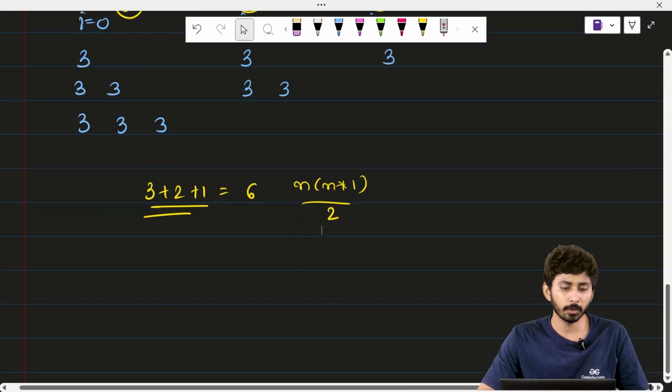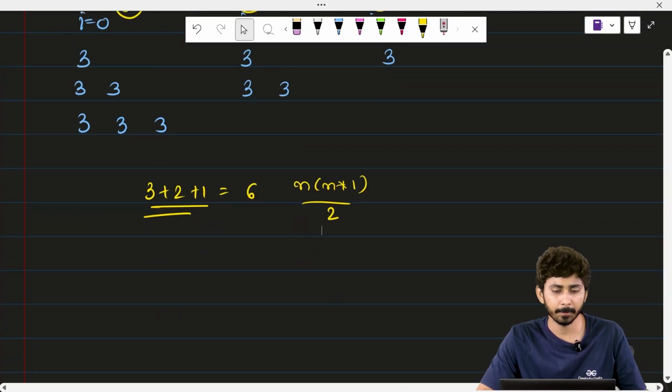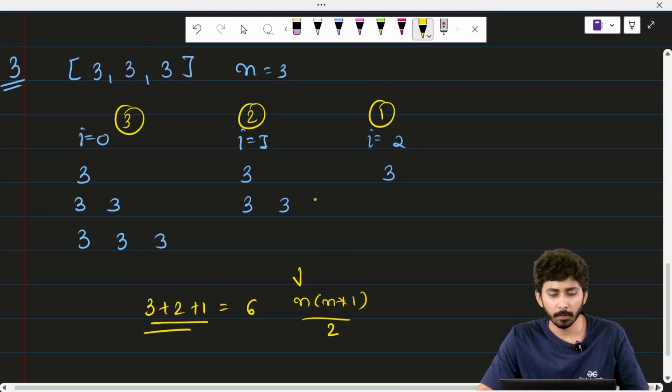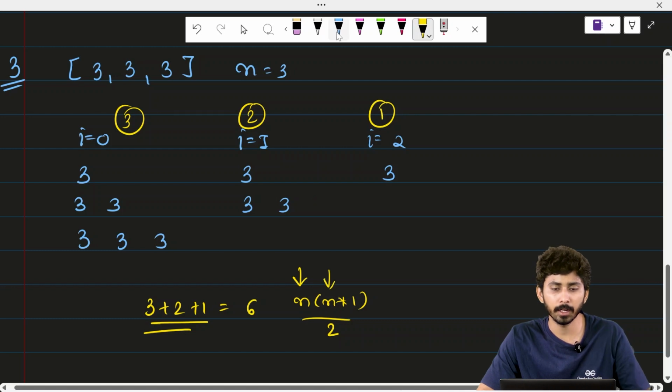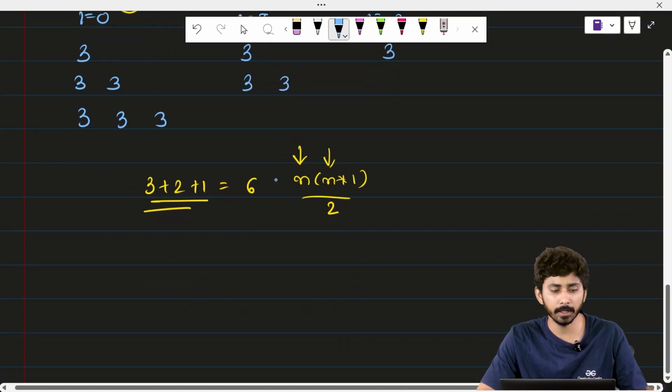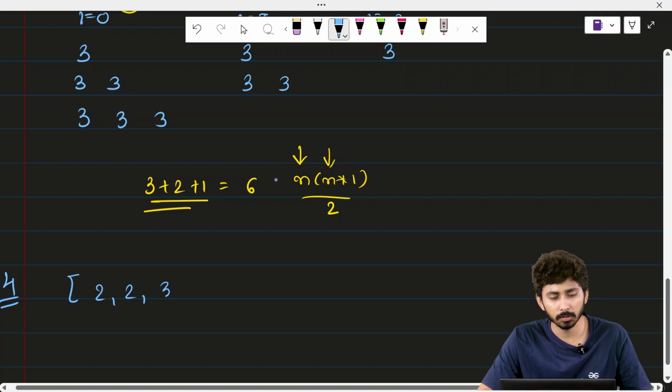So what you need to do is, here I have taken the value n, but that should be equivalent to the count of the identical elements. Let's take one more example. Let's say 2, 2, 3, 3 and 3. Now let's calculate the answer.